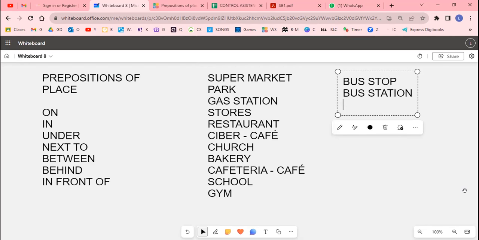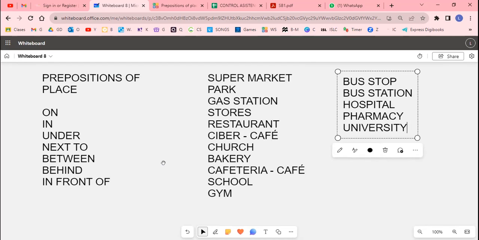Perfect. What about another place? Nelson. Paola, Jamilet, Luis Manrique, tell me things that you have around your jobs. Tell me. In the hospital. Oh, you have a hospital. Army hospital, in Avenue Bernal. Oh, really? That's close. Okay. Pharmacy. Ah, pharmacy. University. Wow, that's nice.